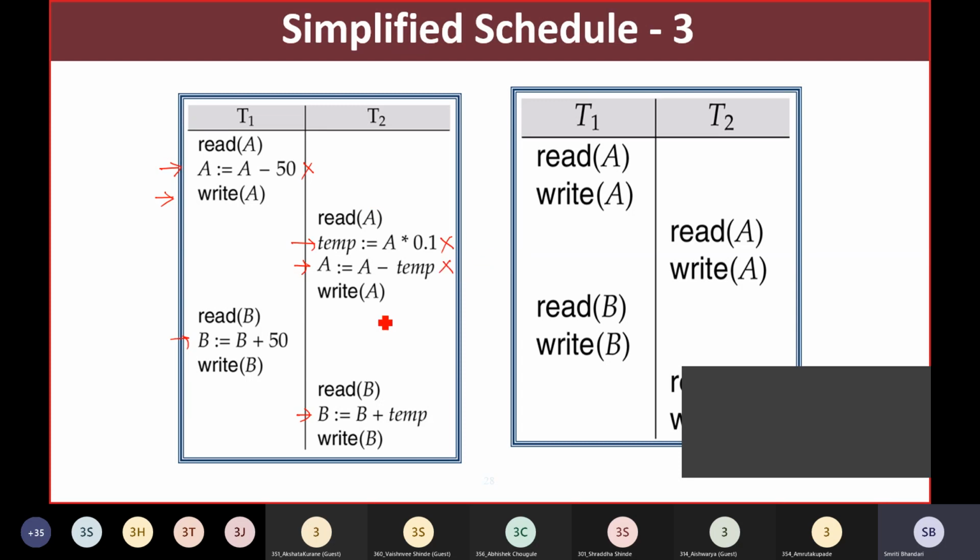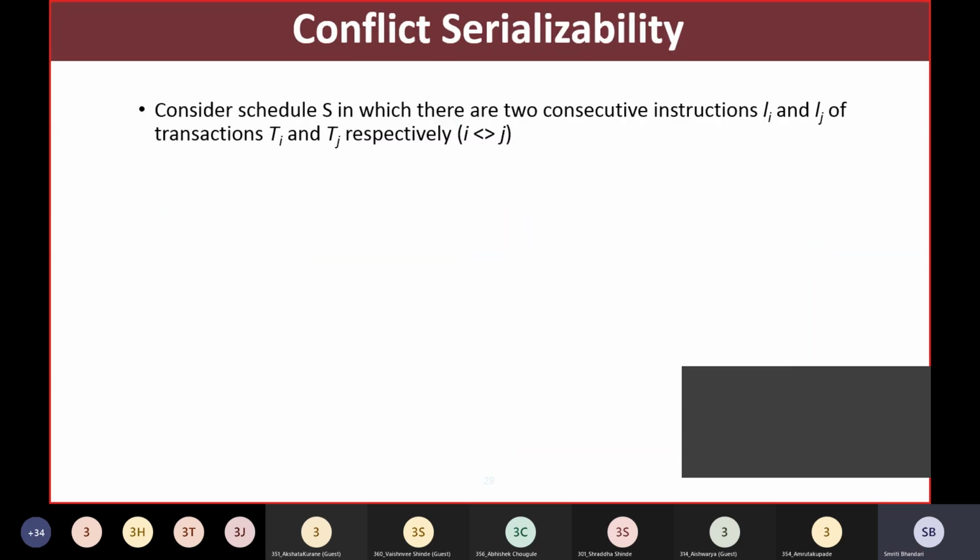Instead of having all such operations in the schedule, we are simply ignoring the operations wherein we are computing something, and we now only have the read and write operations belonging to the respective transactions. So henceforth our schedules will involve only read and write operations. Now let us proceed with the concept of conflict serializability.